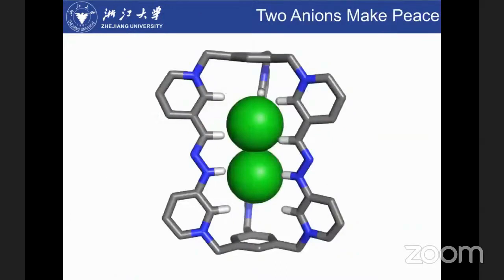And we also get a single crystal. You can see because of the hydrogen bonding and the Coulombic attraction, we can recognize 2 chloride in the middle of the cavity. And this is a single crystal.